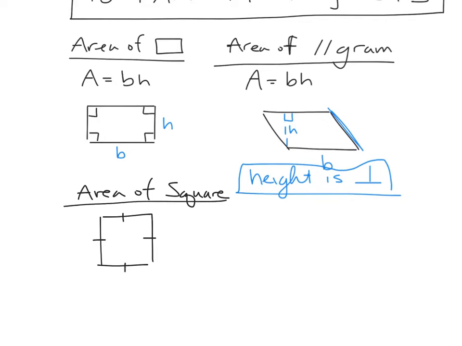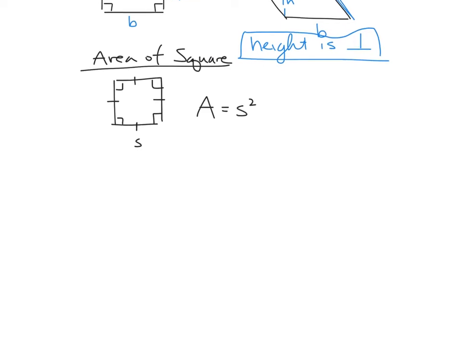If this is a square, okay, 4 right angles, 4 congruent sides, and I call the length of a side S, what's the formula for the area of a square? S squared, right? It's S times S. It's still base times height, but our base and height are the same. So we can just write that as area equals S squared. Okay? All right, so let's do a few of these.